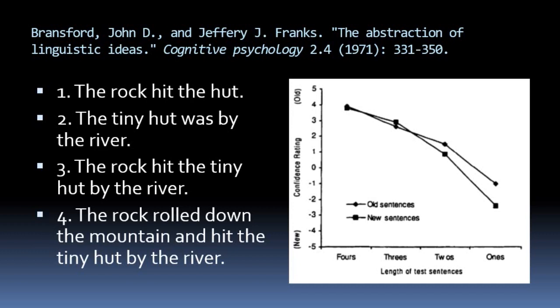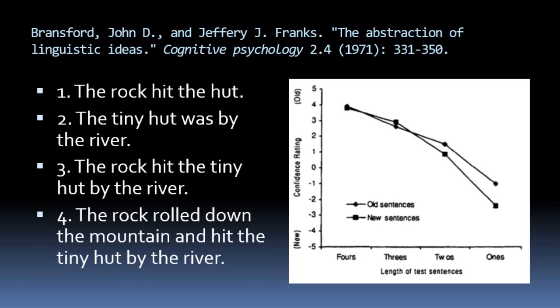I'm sorry you can probably barely see those, but for our purposes, fortunately, they basically overlap. So the old sentence line is people who had seen the sentence before, and the new sentence line is people who hadn't seen the sentence before. And the vertical axis is their confidence rating. So how confident are you that you've seen this sentence before? And you can see those lines basically overlap.